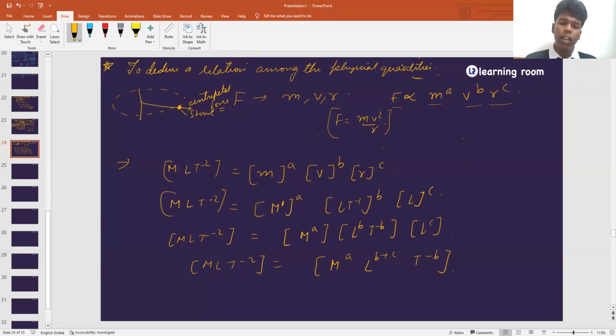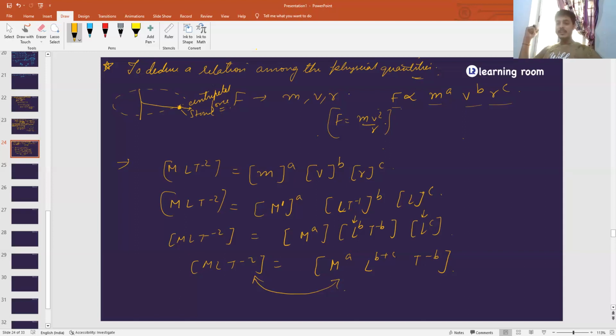Sir, how is it L to the power B plus C? See here, we had one L here in the second term with the power B and one L here in the third term with power C. What if you multiply any number with the same base and different powers? You add the powers now. Yes, sir. So now what we have to do, we have to equate these two equations. Till here, everyone understood? You can nod your head. I can see you all.